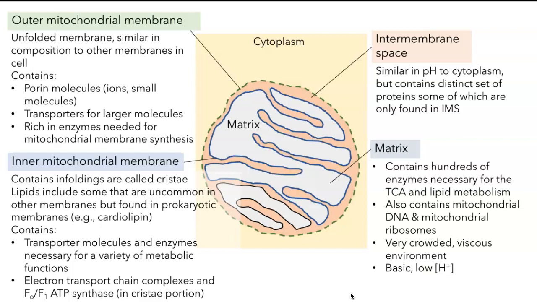And finally, unlike the rest of the cell, this is a part of the cell that is basic. It has a high pH with a very low concentration of protons. That pH gradient is generated by the activity of the electron transport chain and is key to ATP synthesis.